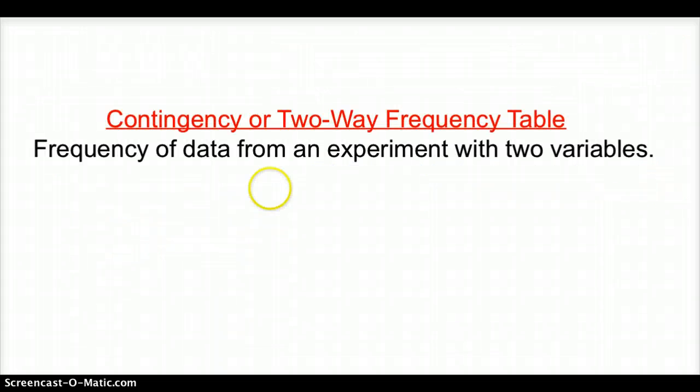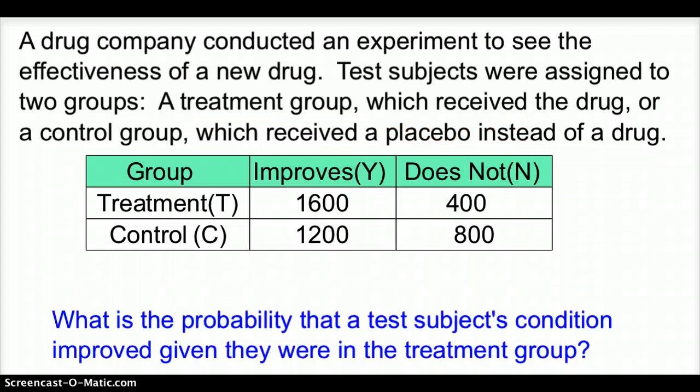And one more vocab word first is contingency table, which is also known as a two-way frequency table. All it is is frequency of data from an experiment with two variables. So let's take a look at an example.